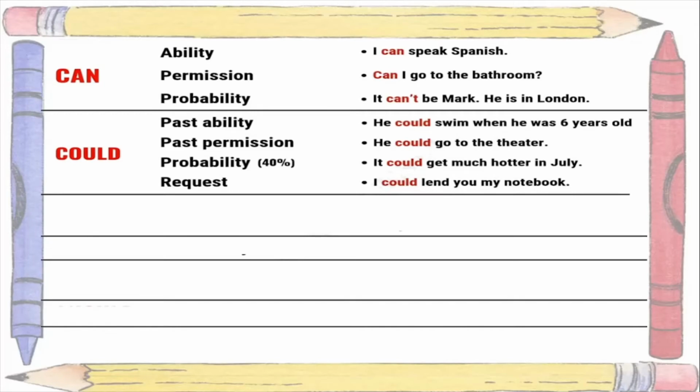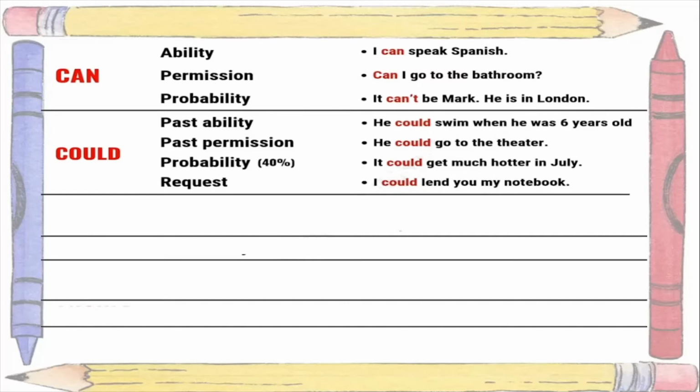Then probability, that is 40%. It could get much hotter in July. So 40% it could get hotter, 60% it couldn't get hotter. That is, it will be the same. Request: I could lend you my notebook.